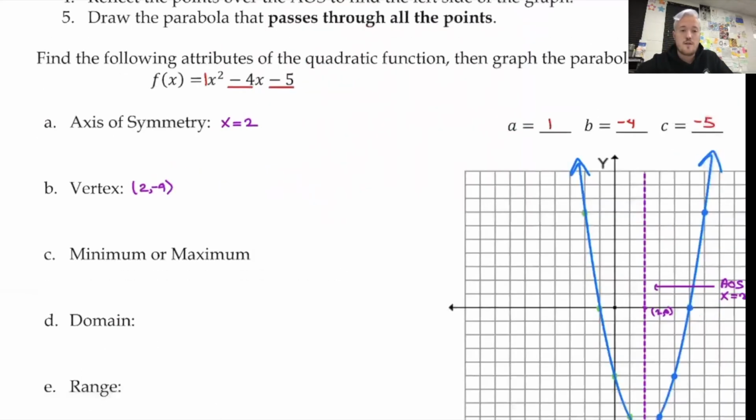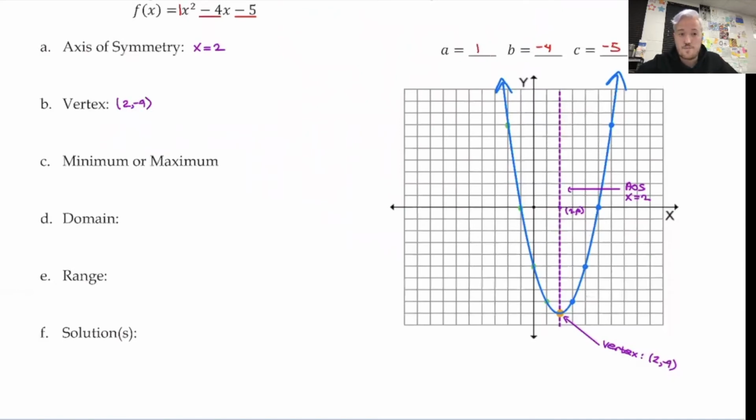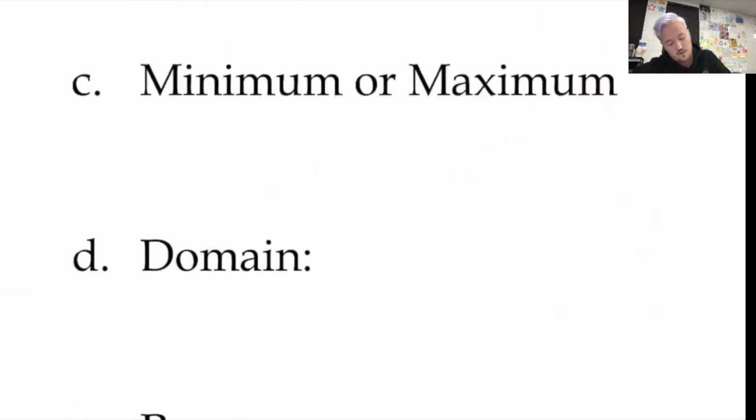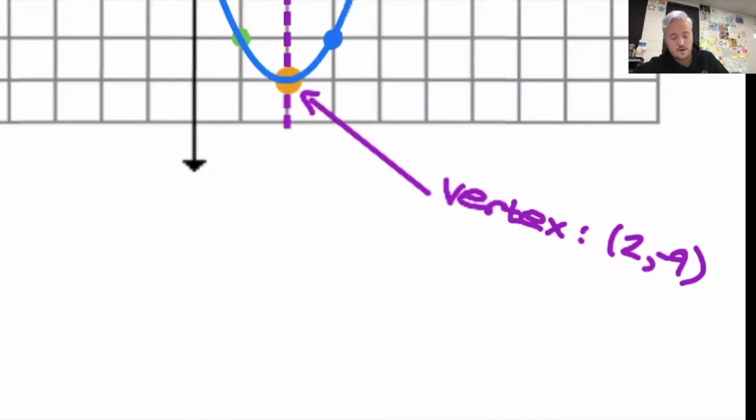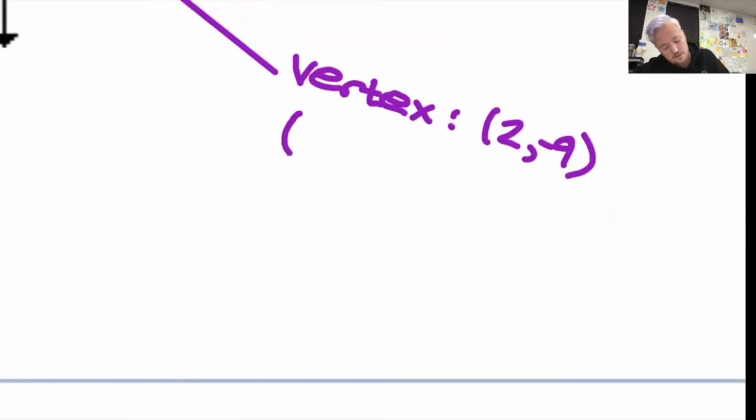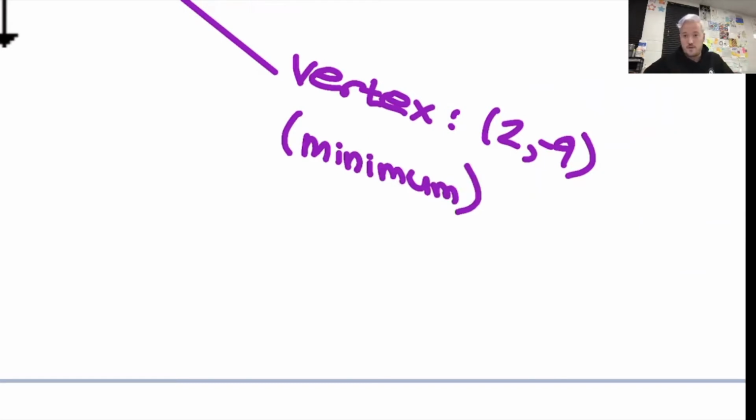So now I want to determine if this is going to be a minimum or a maximum. Now see how it faces up, which means it's going to meet at the bottom, which means this is going to be a minimum. So over here, it's a minimum. To give my graph some more detail, I'm going to go over here to the vertex, and in parentheses, I'm going to write the minimum, because the minimum or maximum describes the vertex. I want to put as much information on my graph as possible.